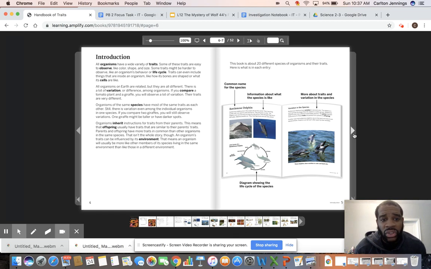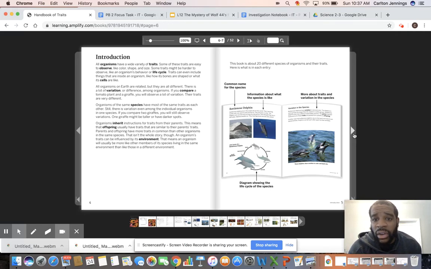Organisms inherit instructions for traits from their parents. This means that offspring, which are children, usually have traits that are similar to their parents' traits. Parents and offspring have more traits in common than other organisms in the same species. This isn't the whole story, though. An organism's traits can be influenced by its environment. This means an organism will usually be more like the other members of its species living in the same environment than like those in a different environment. This book is about 20 different species of organisms and their traits.